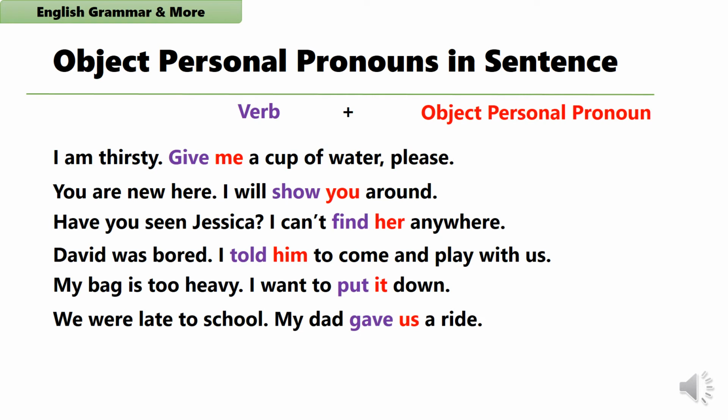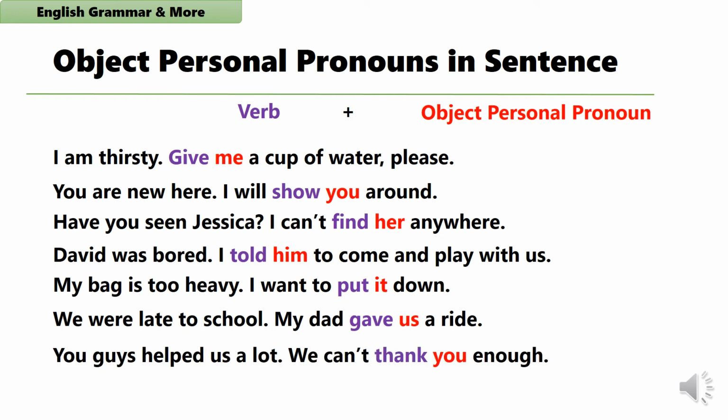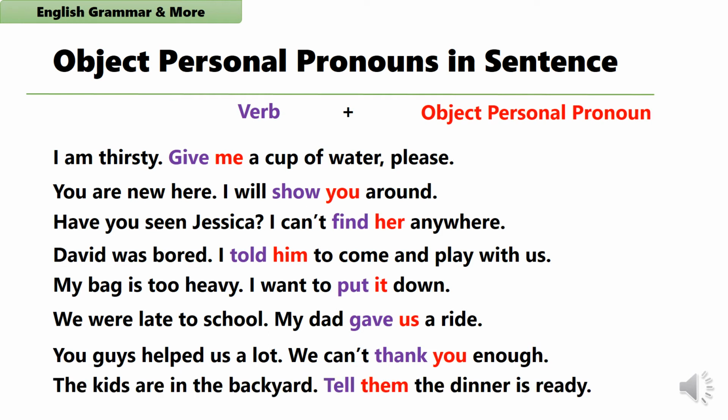We were late to school. My dad gave us a ride. So here, us is the object personal pronoun coming after the verb gave. You guys helped us a lot. We can't thank you enough. Here again, you is the object personal pronoun coming right after the verb thank. And lastly, the kids are in the backyard. Tell them the dinner is ready. Them is the object personal pronoun in this sentence, and it comes right after the verb tell.